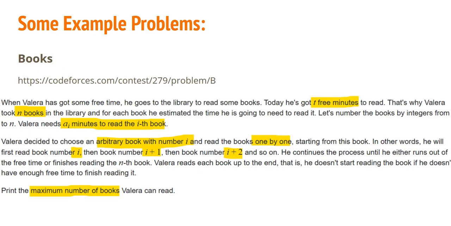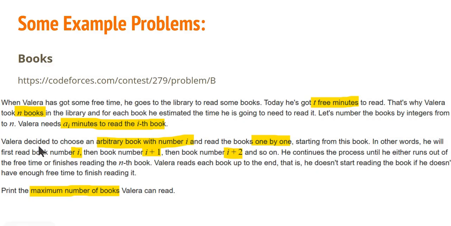Let's look at one more. We have this one from the US ACO. It's probably a practice problem, or maybe it's available from the contest as well. Again, this is available online. It's called Books. It talks about this person, Valera, who has got some free time, goes to the library, and reads some books. Today he has T minutes to read. So my target is T here. He picks up N books, and for each book he knows how long it will take to read. So basically, Ai minutes to read the ith book.